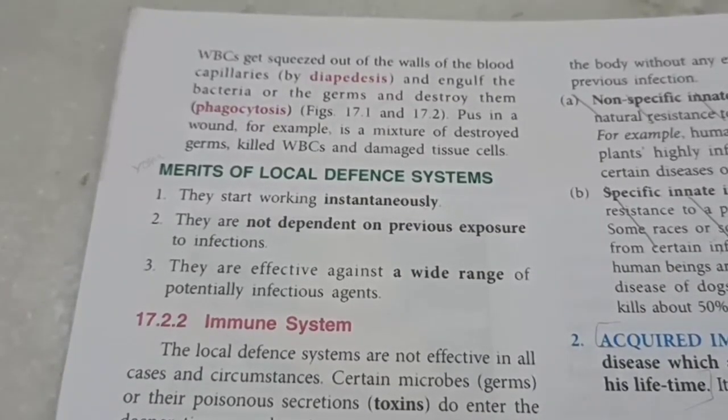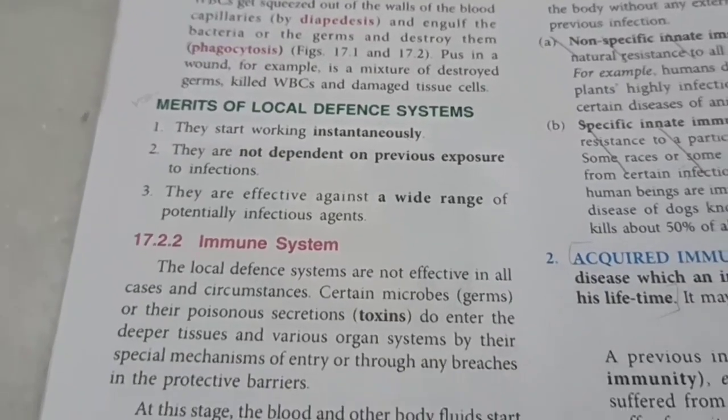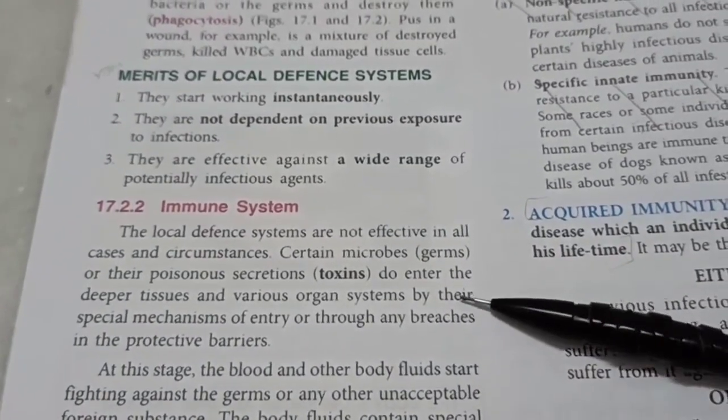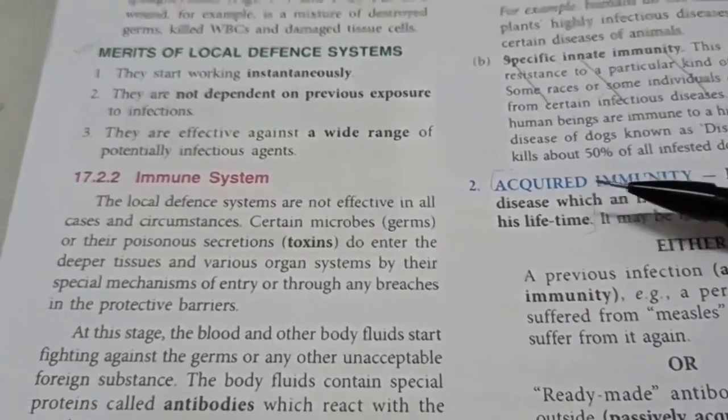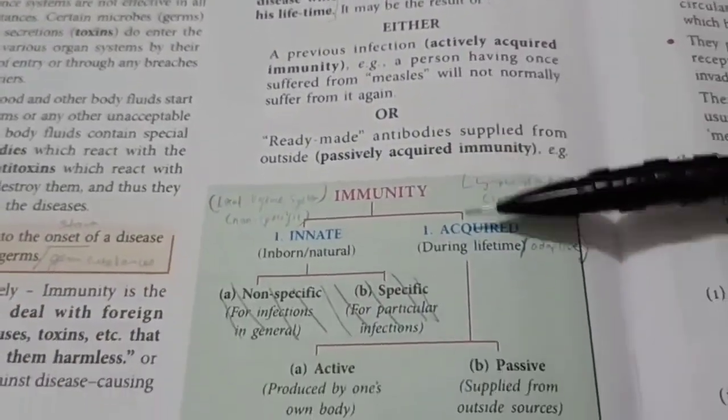But when all else fails, we have our immune system to rely on, which is not inborn. We are not born with it, we acquire it during our life. So the best way to study its types is through this flow chart.